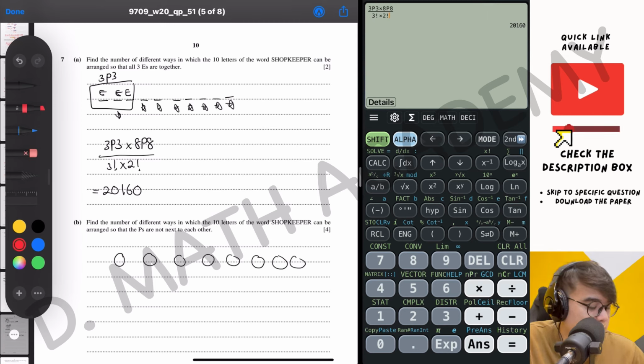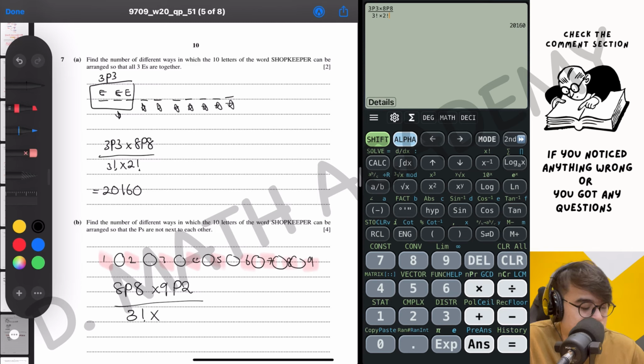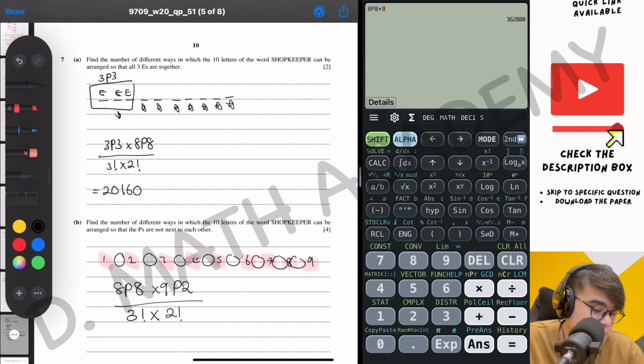And then the red part will be the number of positions where I can put in the P's, which is in between the circles there. So we have 8P8 at first. Then I count 1, 2, 3, 4, 5, 6, 7, 8, 9. So 9P2. This is for me to place the P's in. 3 factorial is to represent the E's that were repeating, and 2 factorial is for the P's. So 8P8 times 9P2.